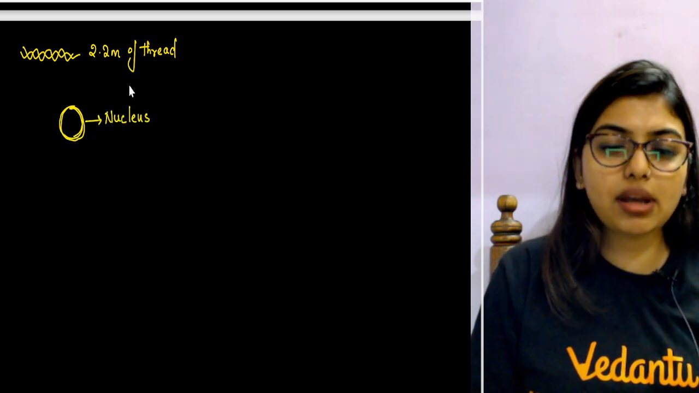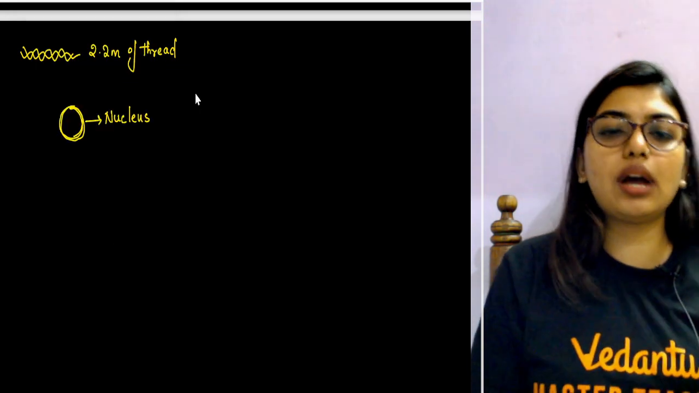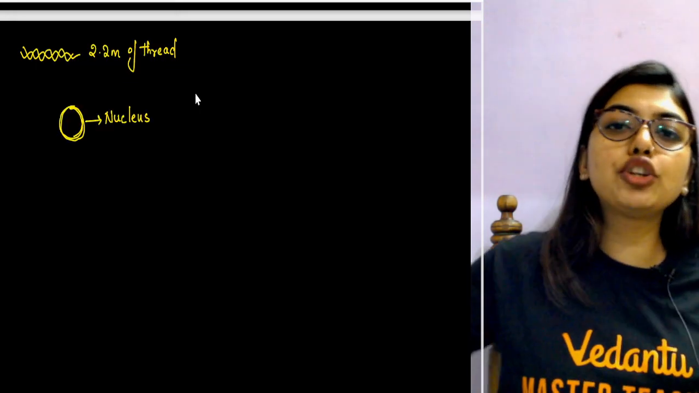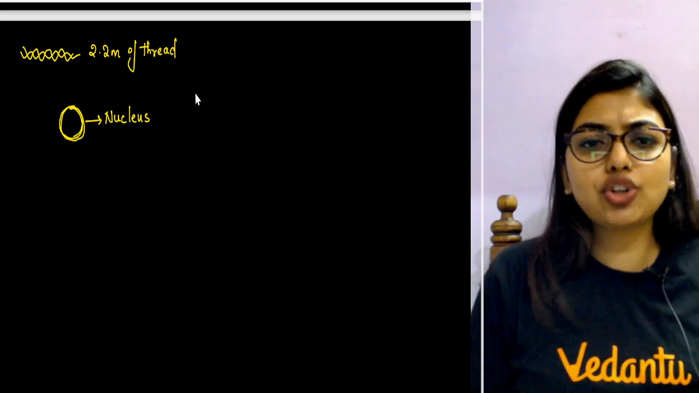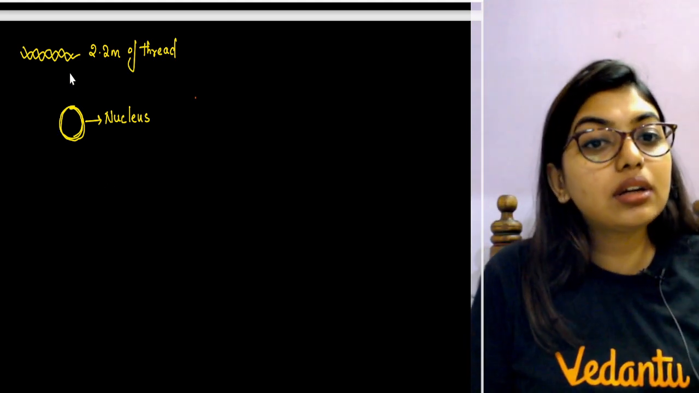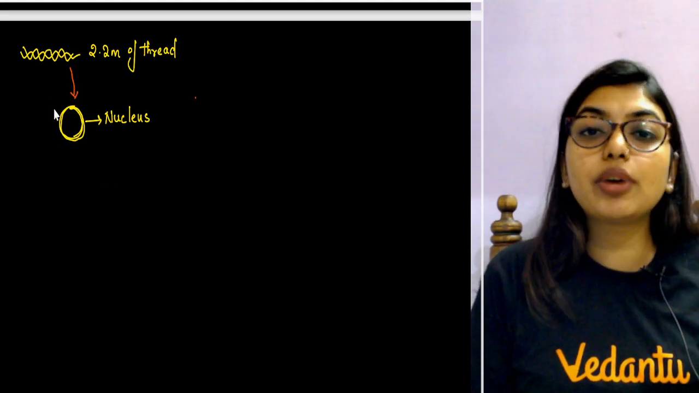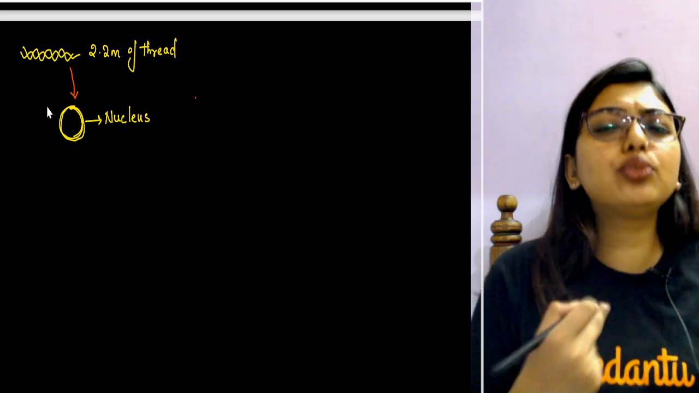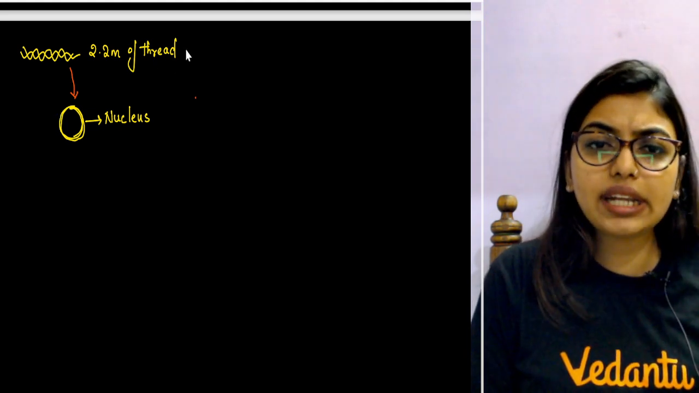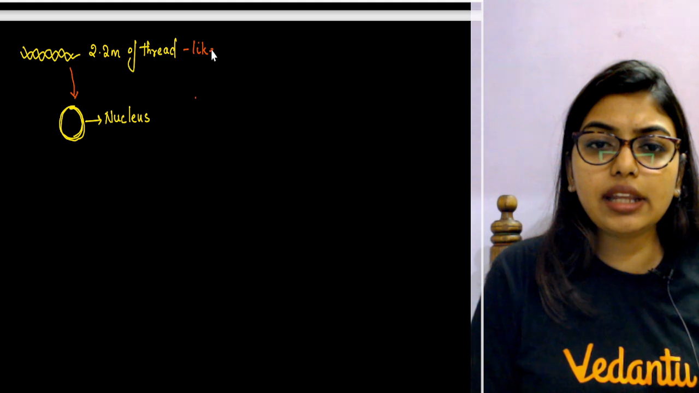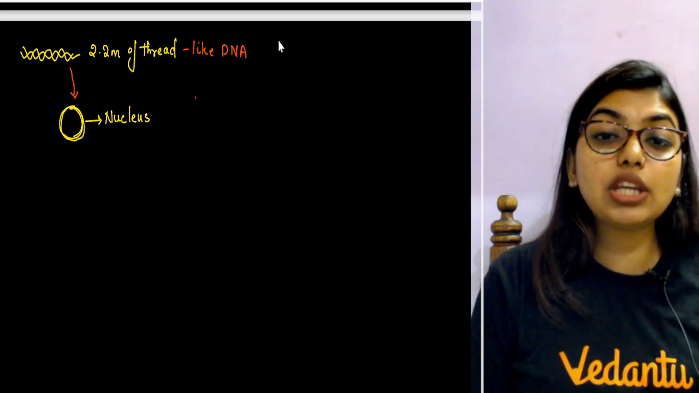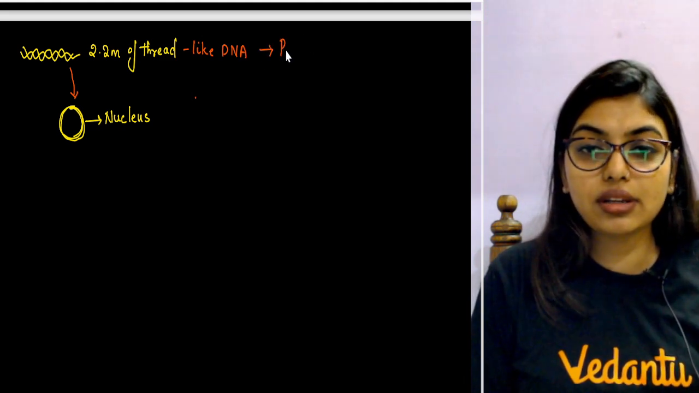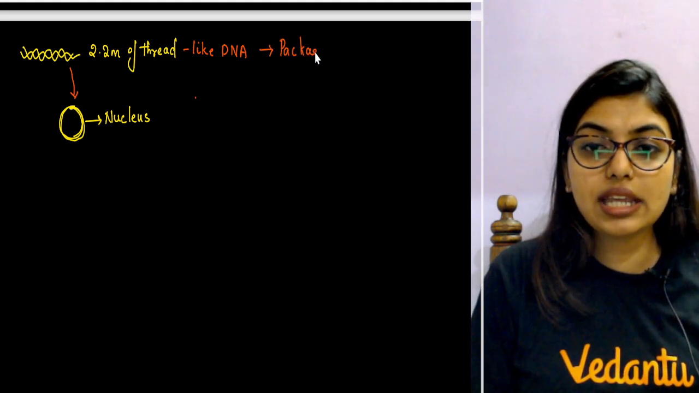You'll be like, ma'am, are you crazy? We cannot do that. How can I fit a 2.2 meter long thread inside a small nucleus? You'll be shocked. So even when the DNA was discovered, this question arose. 2.2 meters of long DNA, a thread-like structure, has to fit inside the nucleus. How is this possible? That is when people understood there is something called DNA packaging.